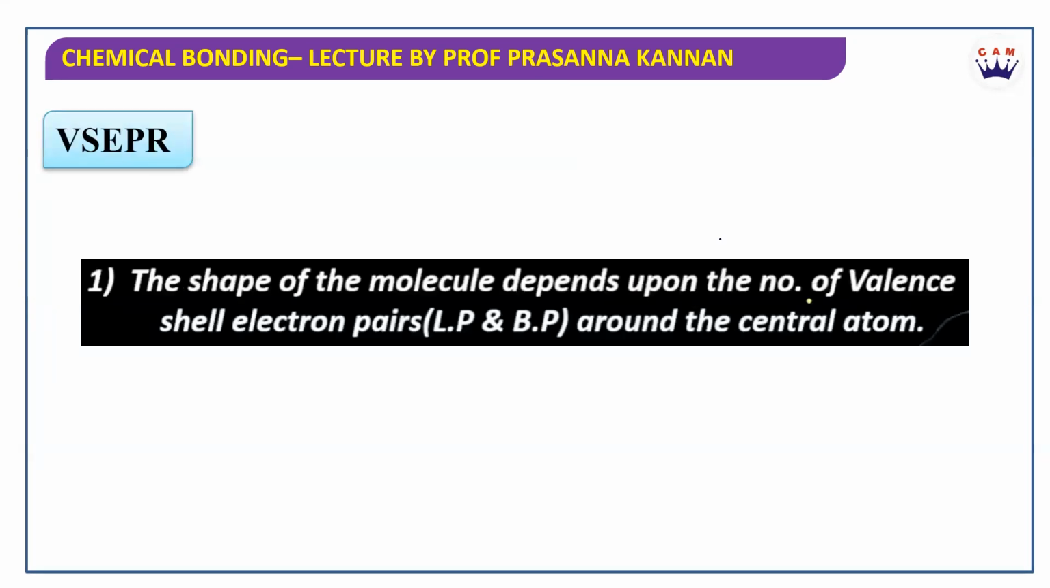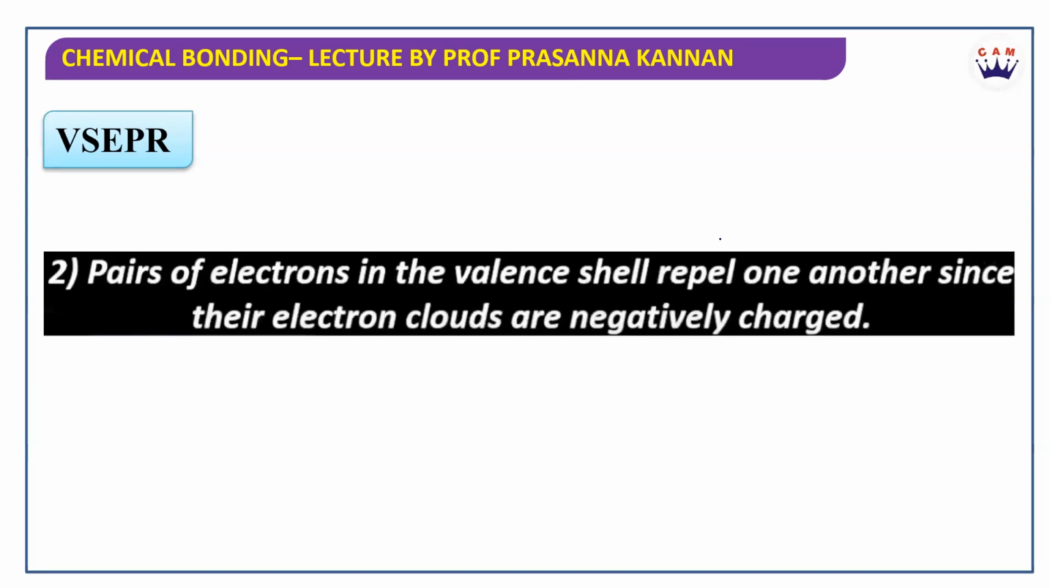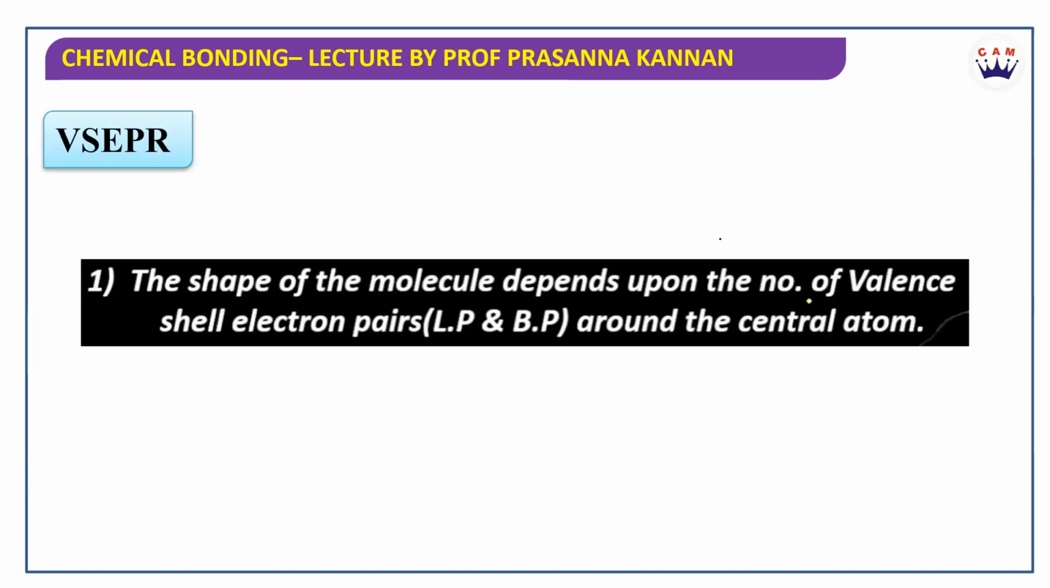Okay, guys. Now let's look at each one of these postulates in detail. The shape of the molecule depends on the number of valence electron pairs, lone pair and bond pair around the central atom, right? So we had explained this to you. I'm going to again explain to you with a diagram. Please observe carefully. So do you get it? Shape of the molecule depends on the number of valence shell electron pairs around the central atom.